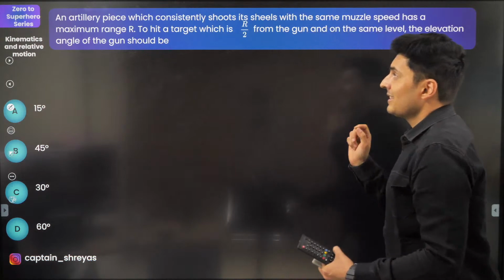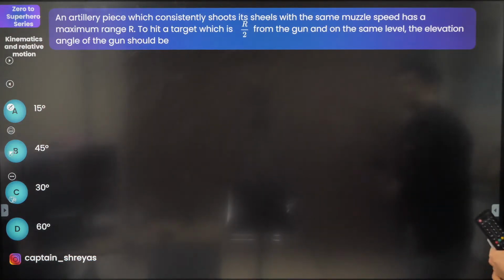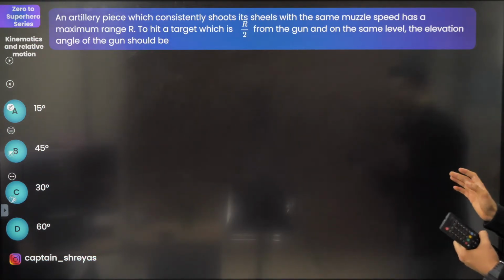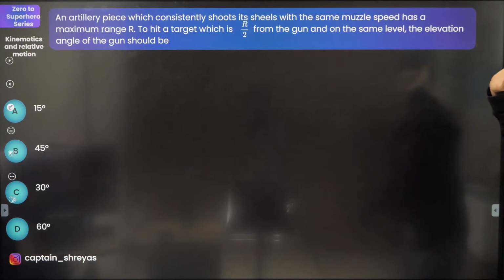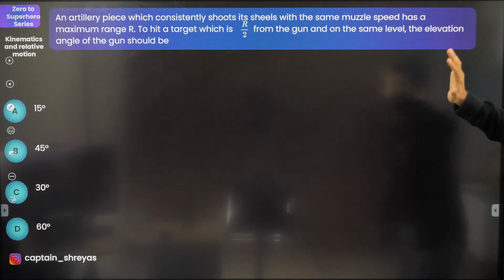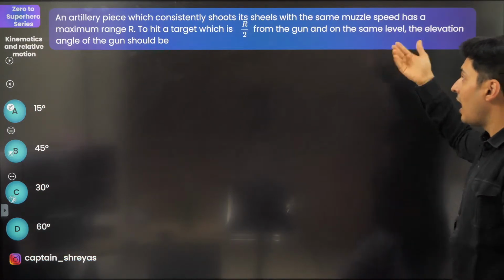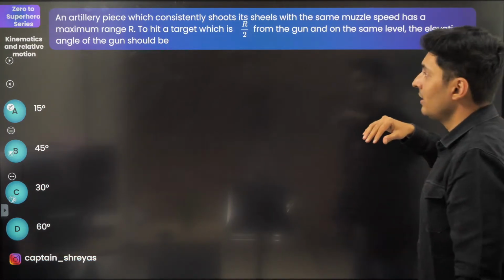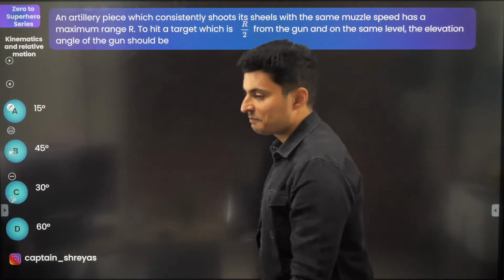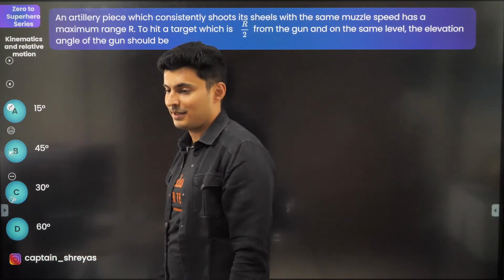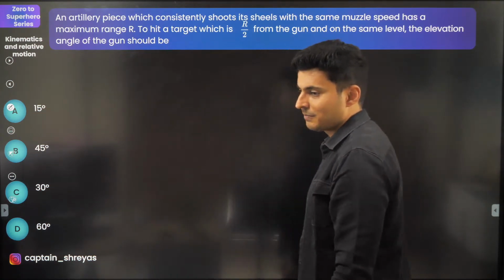Okay. Now there is an artillery piece which consistently shoots its shells. It's not shields, it is shells, with a double L and single E supposedly, but with the same speed as the maximum range and has a maximum range R. To hit a target which is R by 2 and on the same level, the angle of the gun should be. Yeah, that order of the letters is very important, IIT aspirant. Let's try to do this.